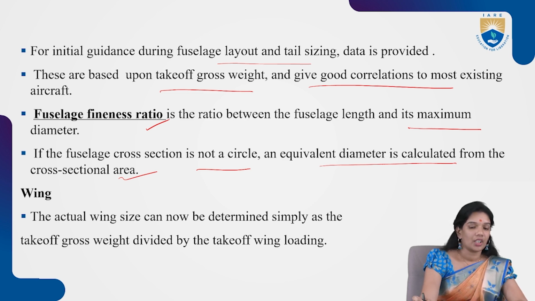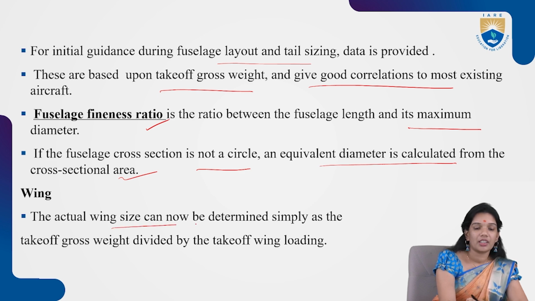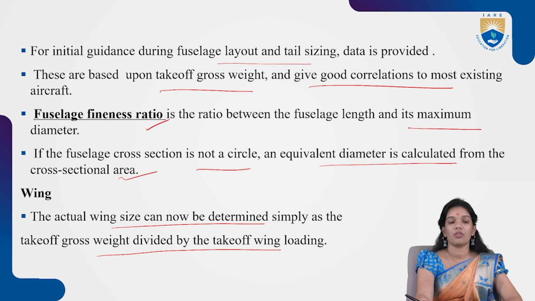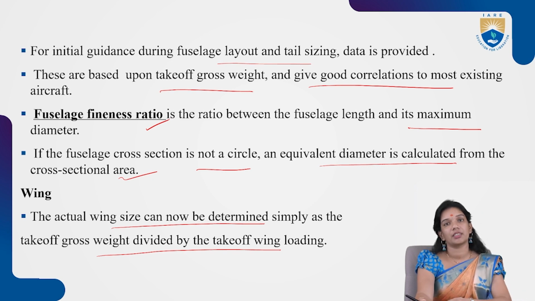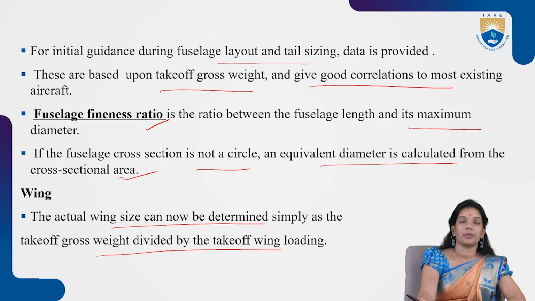Then next is the wing. When you're talking about the wing, the actual wing size can be determined simply by the takeoff gross weight divided by the takeoff wing loading. Wing loading we have said is W by S, and we have also seen how to calculate the wing loading with respect to the entire aircraft or with respect to the segments. When we know the wing loading of an aircraft for a particular segment, we multiply the other sections' fractions with respect to the entire aircraft, and we have calculated the wing loadings of that particular segment.